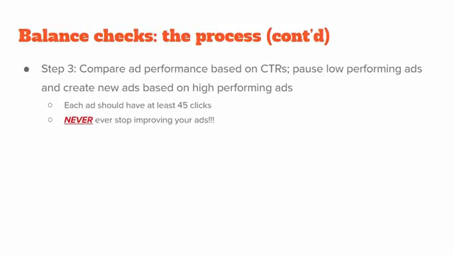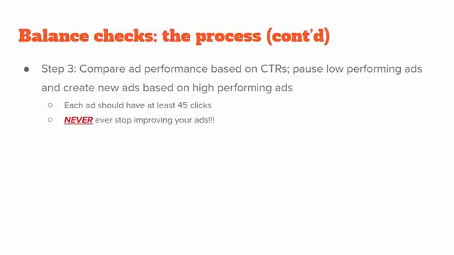The third step for balance checks is to compare ad performance based on CTRs, or click-through rates, then pause the low-performing ads and create new ads based on the high-performing ads. Now, when we compare ads, we should make sure that each ad has at least 45 clicks.